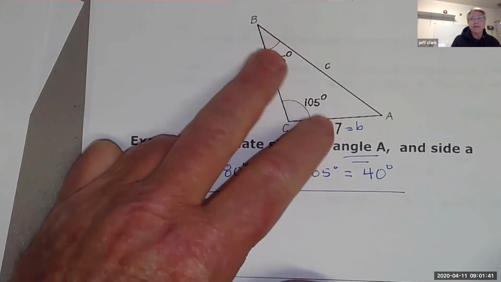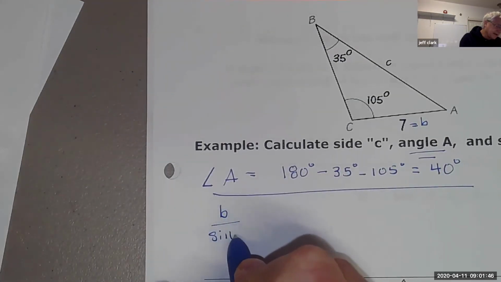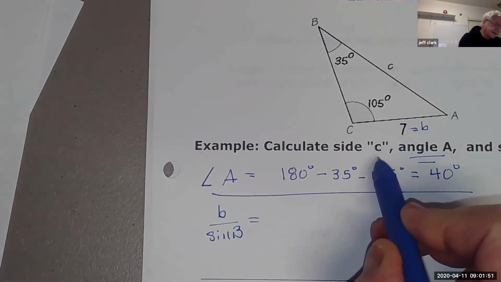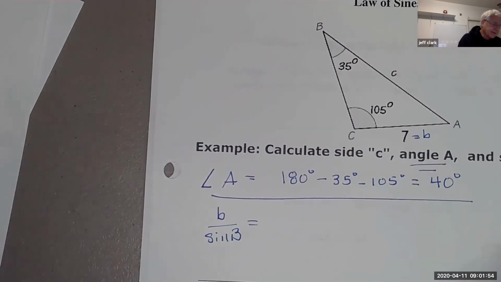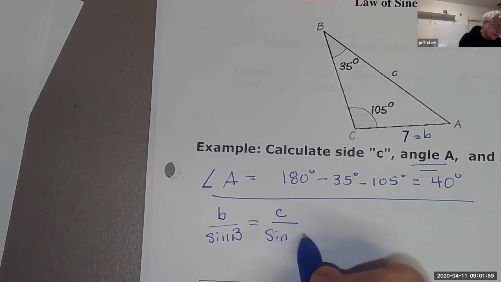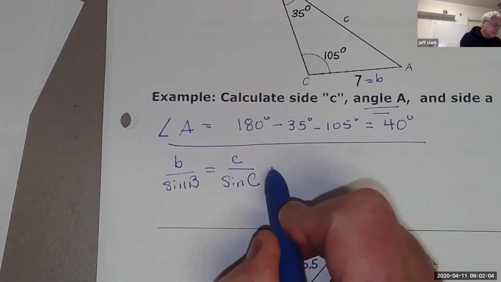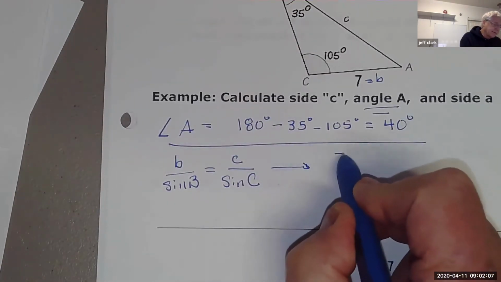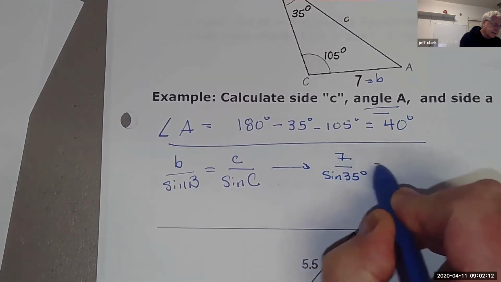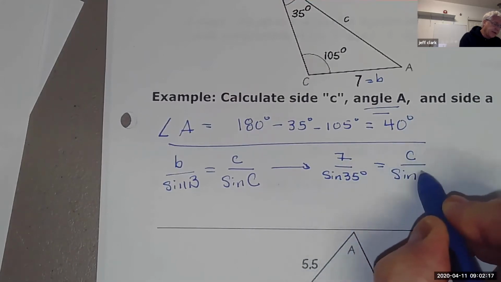Meaning I'm going to use these 2 pieces together. That's B and B. So I'm going to use B is to sine angle B. And then I wanted to either find side C or side A. So let's start with C. So C is to sine big C. So now what I can do is go over here. B is given to be 7 and then sine 35 degrees. And C I don't know, but I do know the angle of 105 degrees.